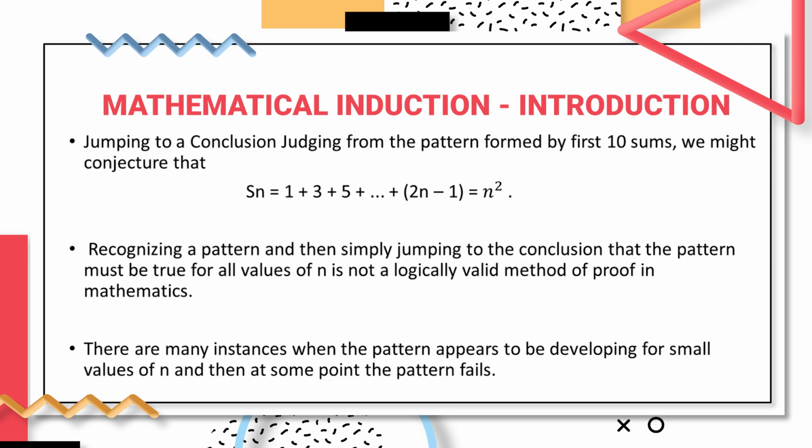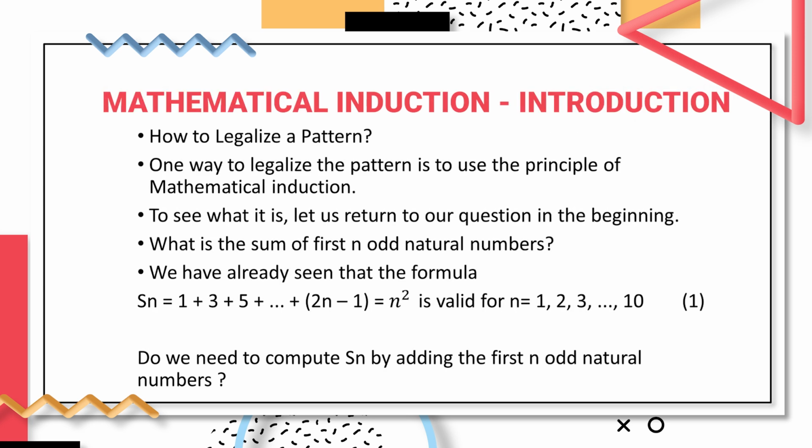Now, simply jumping to a conclusion is generally not logically valid, because it is observed that sometimes the pattern runs successfully up to the nth term, and then at the n plus 2th, n plus 3th or n plus mth term, the pattern is not followed. So, the question arises: how do we legitimize a pattern? One way to legitimize a pattern is to follow the principle of mathematical induction.